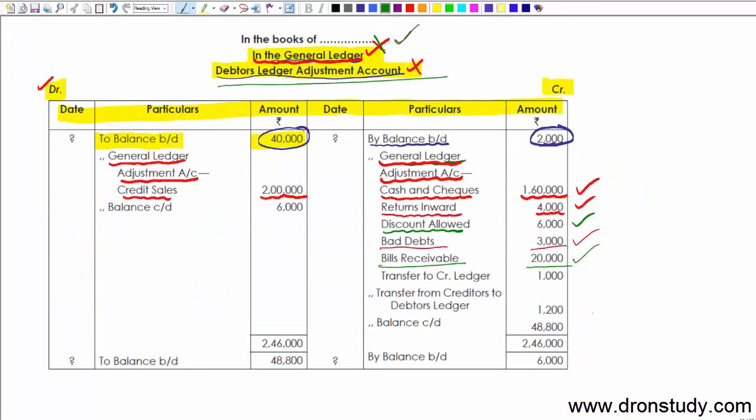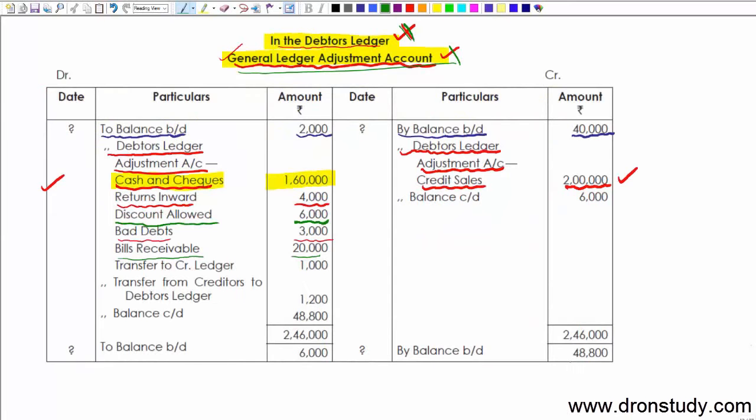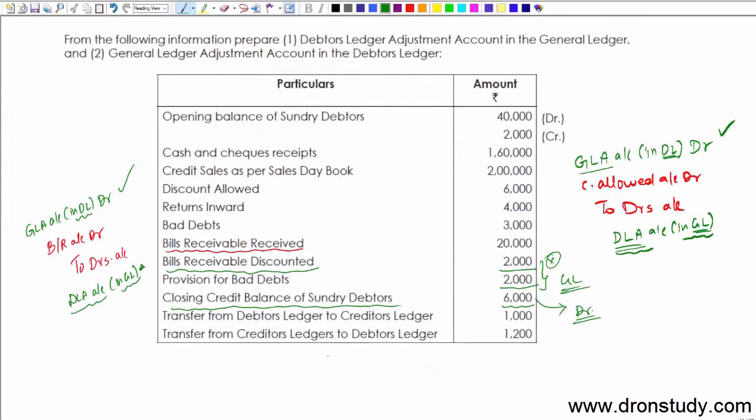So let's park that here. In the general ledger, in the debtors ledger adjustment account, it will appear on the debit side as to balance carried down. Only then can you have a credit balance of 6,000. It means there should be the opposite effect, so you have to go to the debtors ledger. In the debtors ledger, the general ledger adjustment account will have by balance carried down 6,000, and for the next period, to balance brought down 6,000. So that aspect is also taken care of.